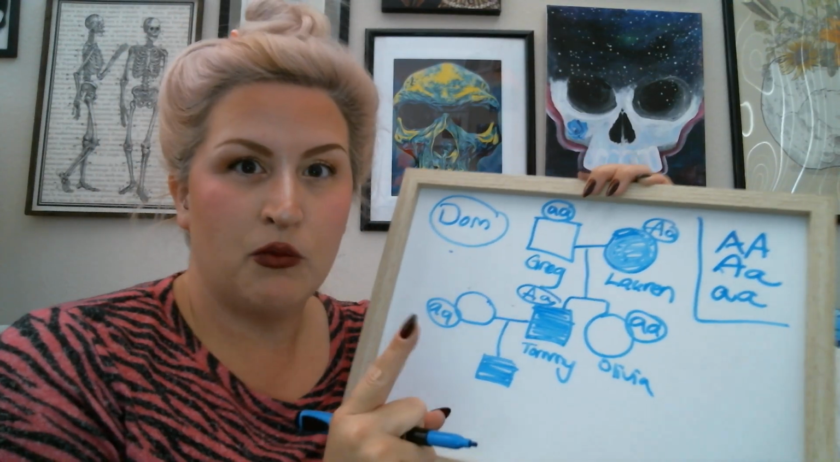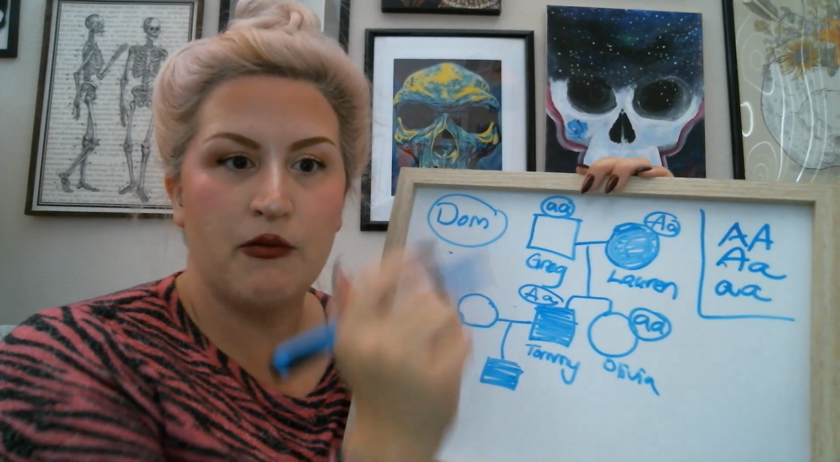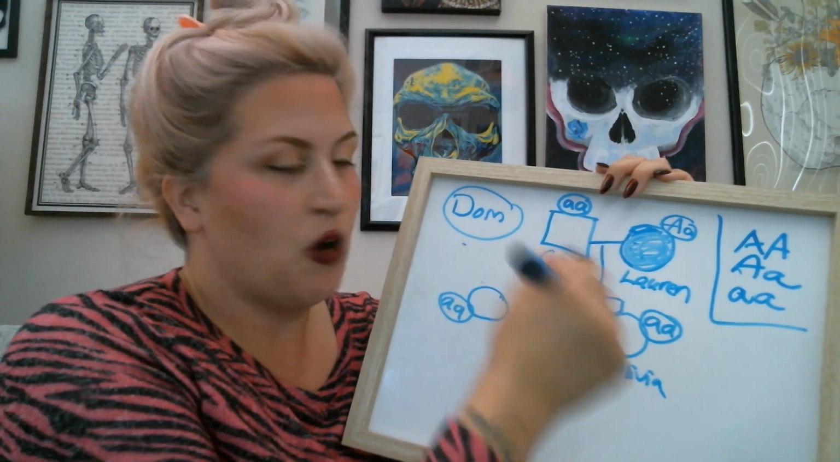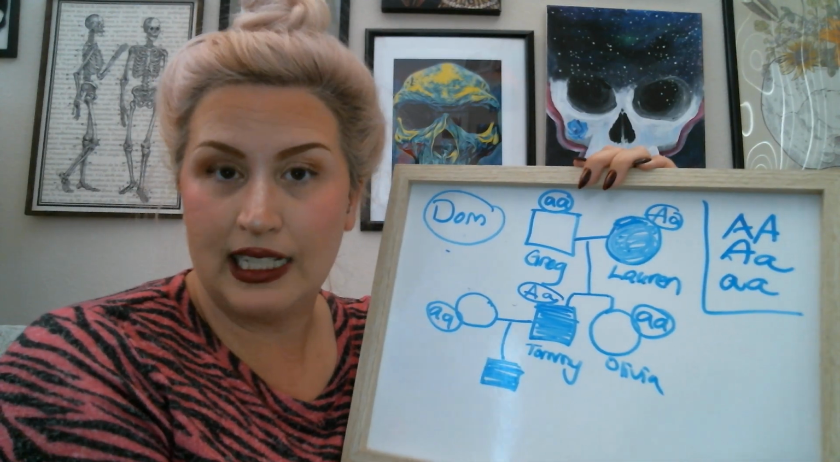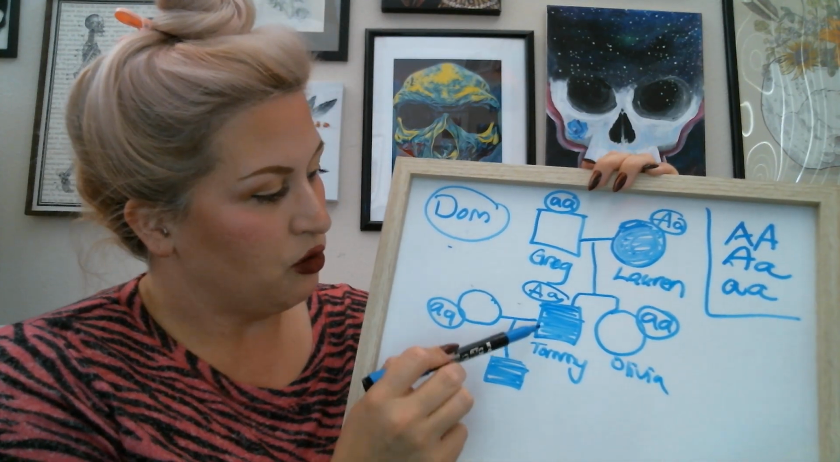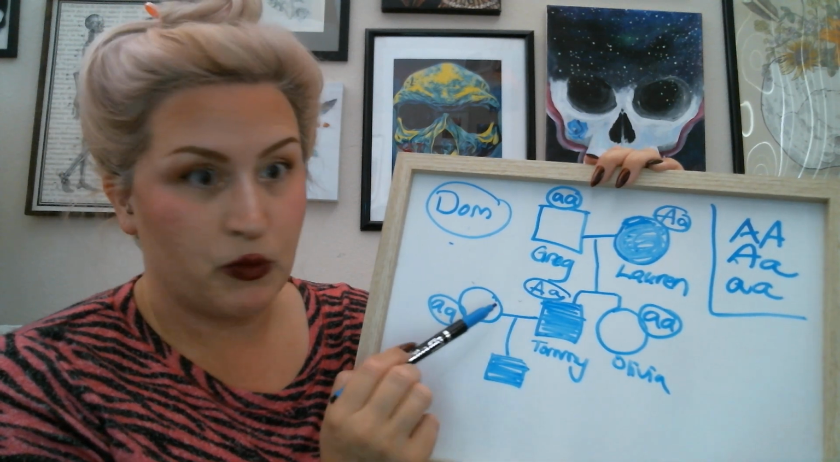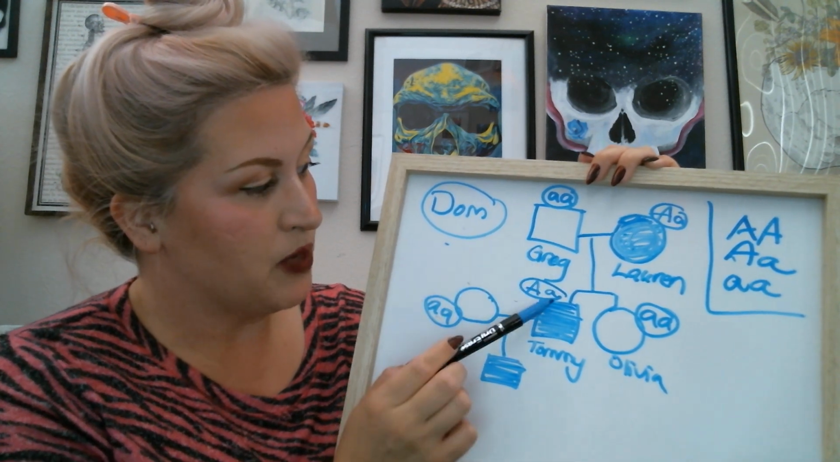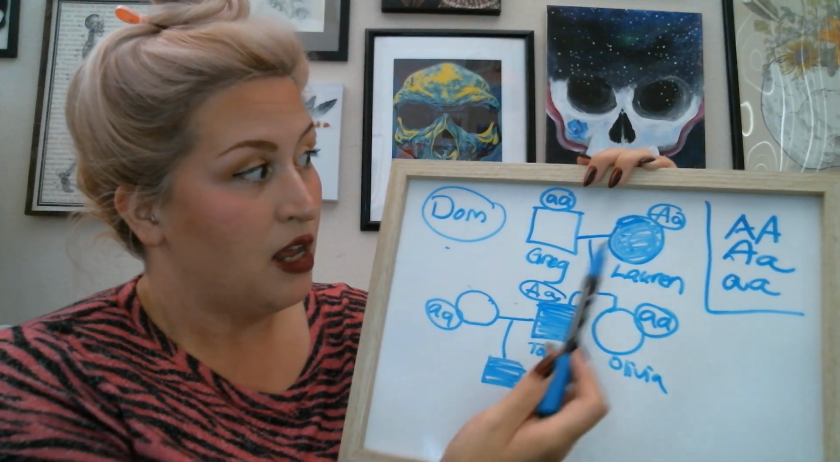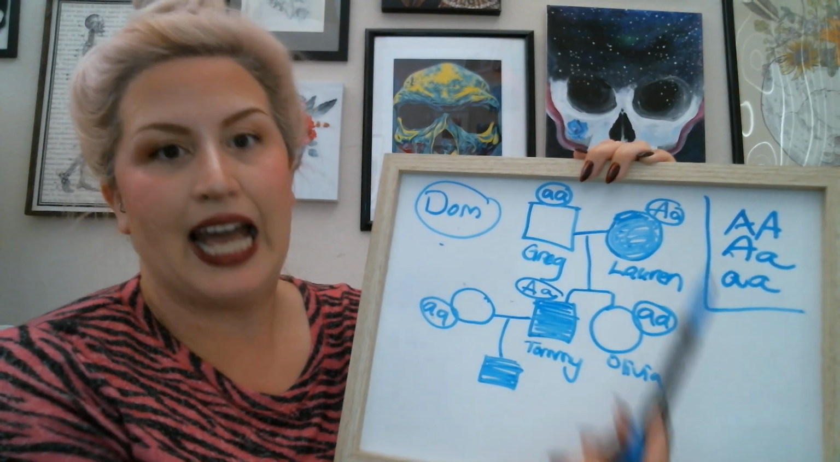And then always double check this. I see students do this all the time. They'll start filling in the genotypes and they don't go back and actually make sure that it works, and then it's incorrect. So Tommy's getting a big A and a little a from his parents. Dad has to be the one giving him a little a because that's all dad has. Mom is the one giving him the big A. That works out.